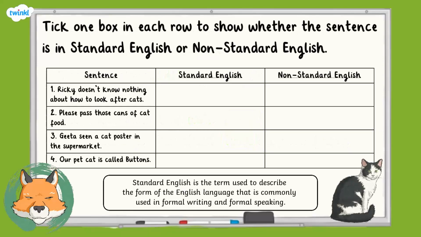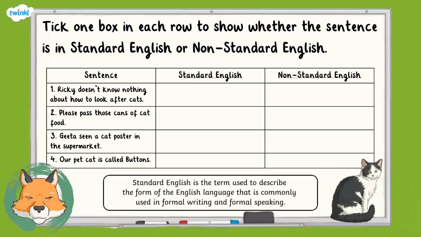For our final question, you are being asked to tick one box in each row to show whether the sentence is in Standard English or non-Standard English. Ricky doesn't know nothing about how to look after cats. Please pass those cans of cat food. Geeta seen a cat poster in the supermarket. Our pet cat is called Buttons. Pause your video now and press play when you are ready.